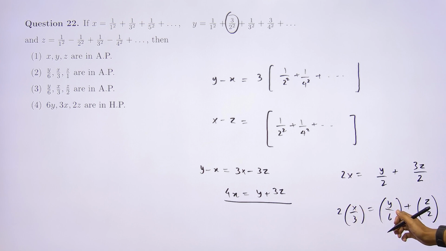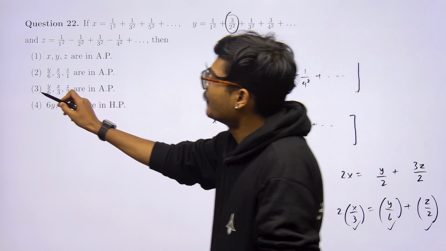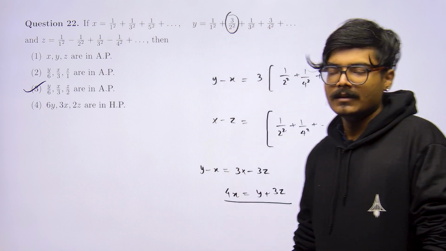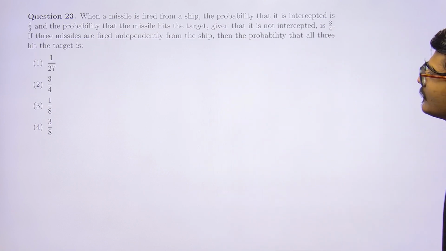So from here you can see that these three terms essentially form an AP. So I can say that y by 6, x by 3 and z by 2 form an AP. So option 3 is correct, okay? Alright. Going to question 23.